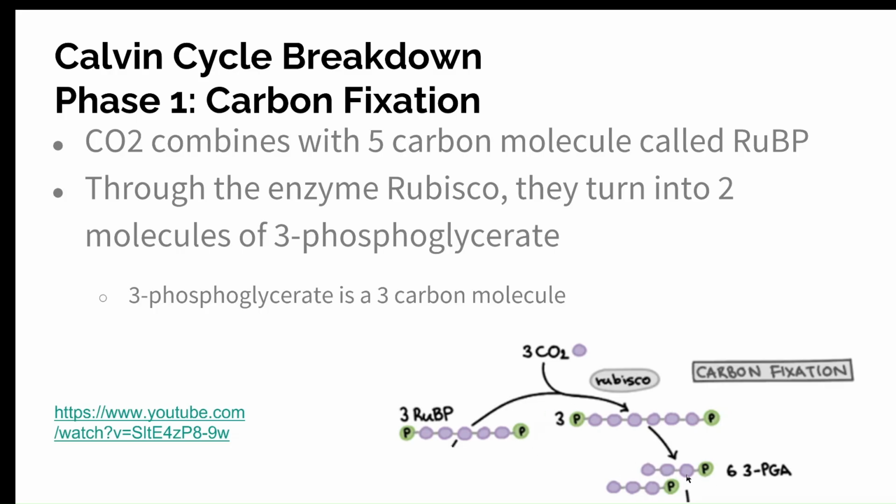And how many of these do we end up generating? Well, if we have 3 RuBP from before, so that's 15, plus 3 more CO2, now we're at 18. We should be generating 3 6-carbon molecules, still having 18. But then when we break those in half, we end up with 6 of these 3-PGAs. 3-PGA is just an abbreviation of 3-phosphoglycerate. All right, and that's the first step. We fixated the carbon from the CO2 onto RuBP, and we created this final product, 3-PGA.